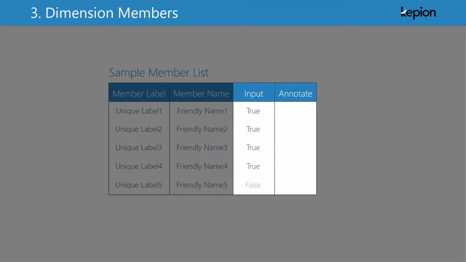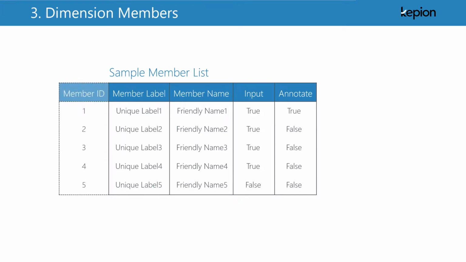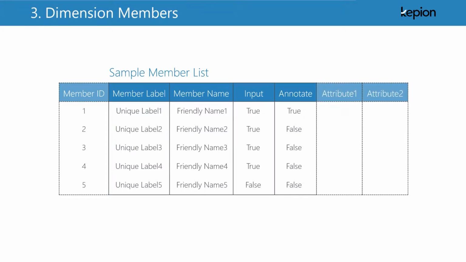Then we have an input and an annotate column, whose values are either true or false. These determine whether a dimension member is inputable, and whether or not that input can be text values. In addition, all dimension members are automatically assigned a member ID. A member ID is a numeric key used internally for references. If you want to add more information than this to your dimension members, you can create additional columns called attributes, and define them however you'd like.